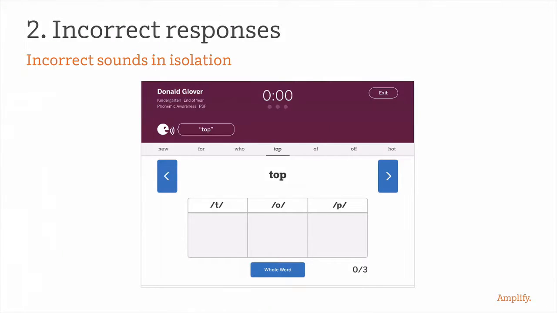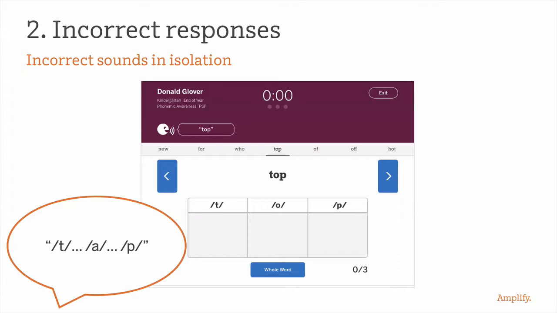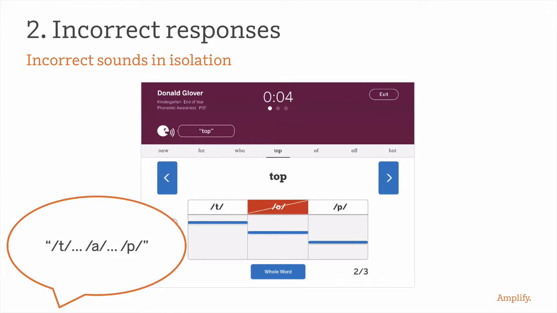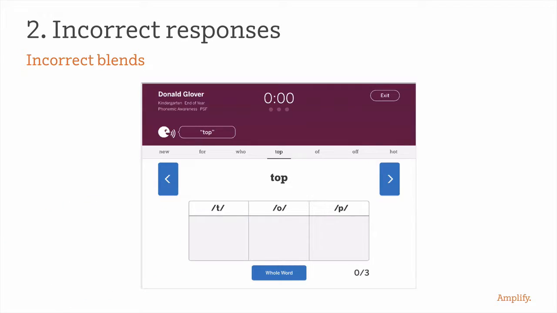Incorrect responses. For incorrect sound segments, underline the phonemes and then tap to mark incorrect. Here's how to record incorrect sounds in isolation. Let's take the word top again. If the student says t, ah, p, draw a line under each letter and tap the ah. The red box indicates an incorrect sound. Underlining the incorrect phoneme is important because it indicates the student attempted to say it.